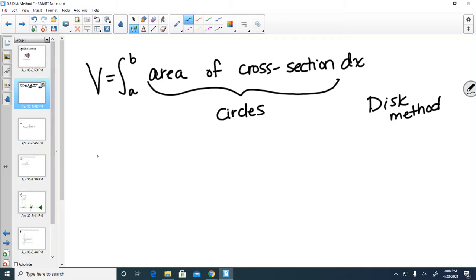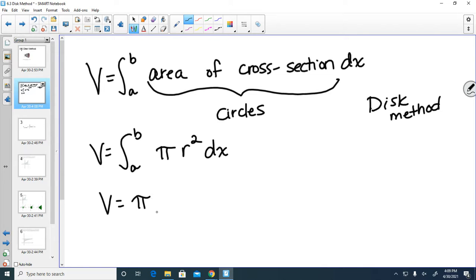disks. So I can be a little more specific here and say that the volume is going to be the integral from A to B of pi r squared dx when we integrate with respect to x. And then since pi is a constant, I can pull that pi out front to do the integral from A to B of the radius squared dx.